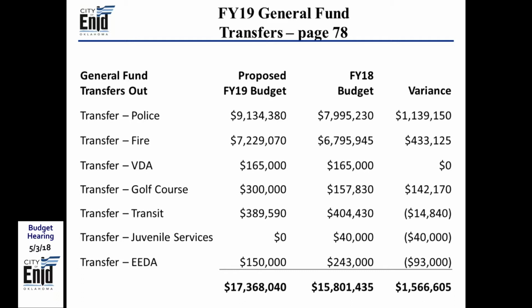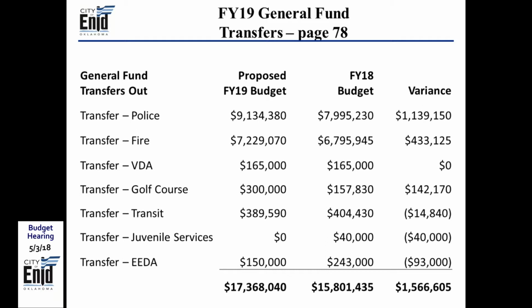There's an increase also to golf of 142, and we'll get to golf tonight and talk about some of the reasons why that is. And then we have decreases in 3 other areas of transit. Juvenile services is only a decrease because that was the CIC fund, which was done away with last year. And so that number for that transfer is just rolled up into the police because the police is carrying the cost for the operations of that effort. And then EEDA is based on contract incentives.